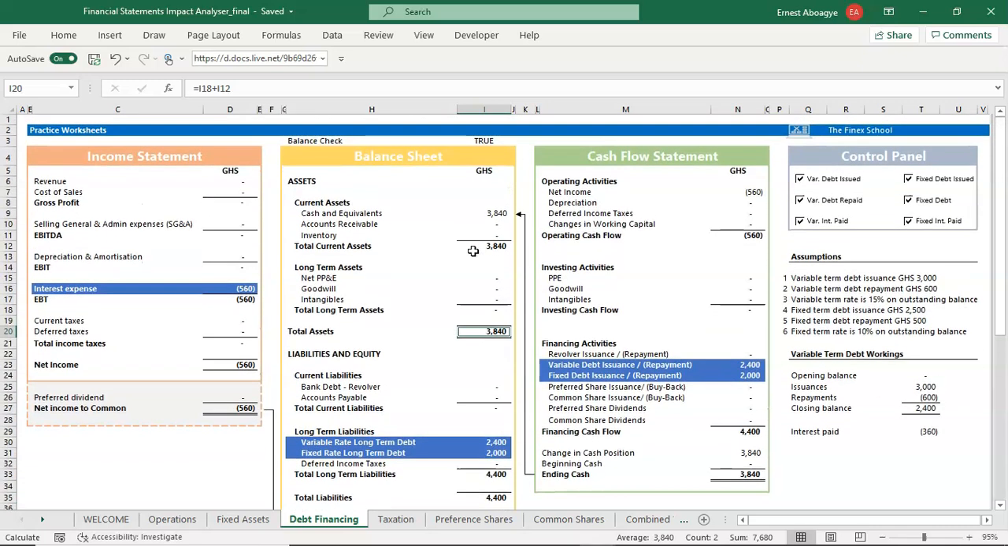So that is how the debt element comes in. So you should know that once you issue or you repay, the impacts are all within the cash flow and the balance in the balance sheet. The only impact we'll have on the income statement will be when we pay interest on it.